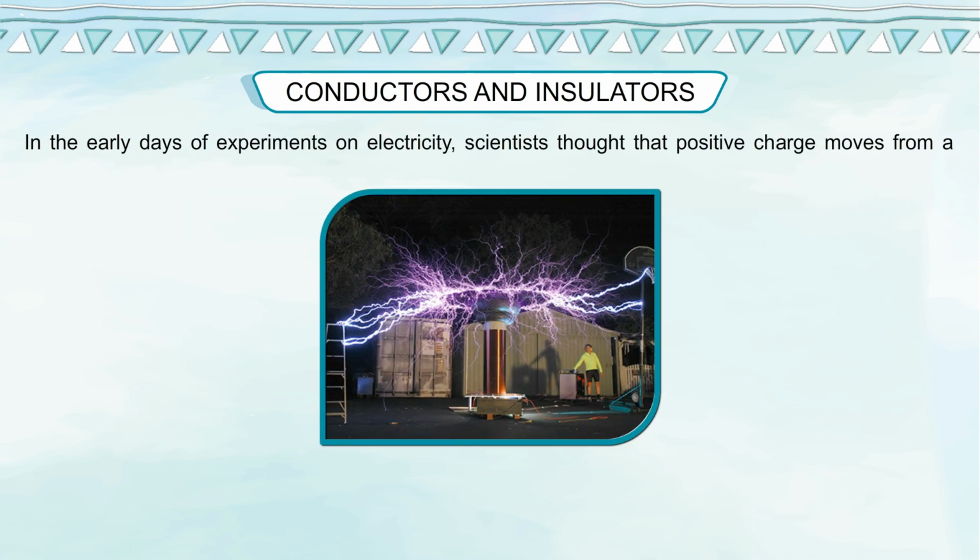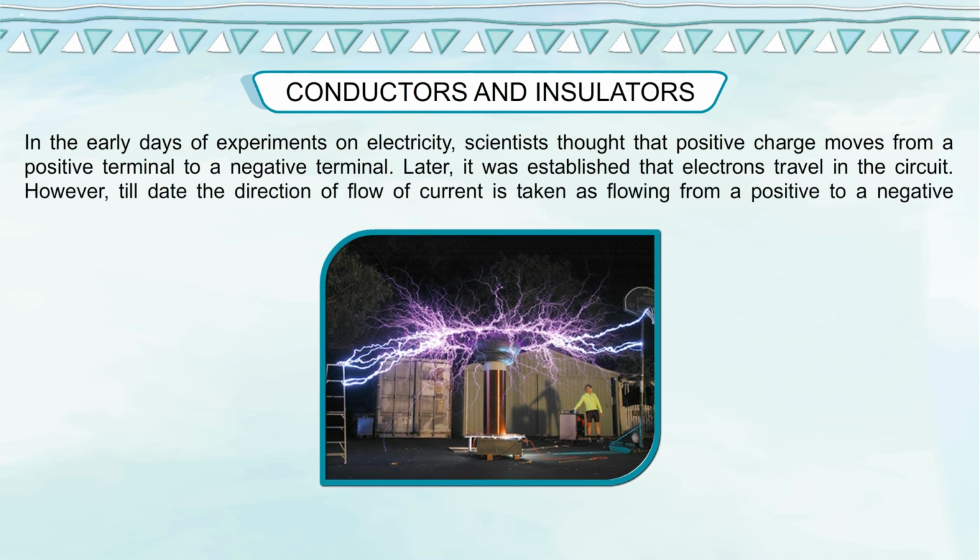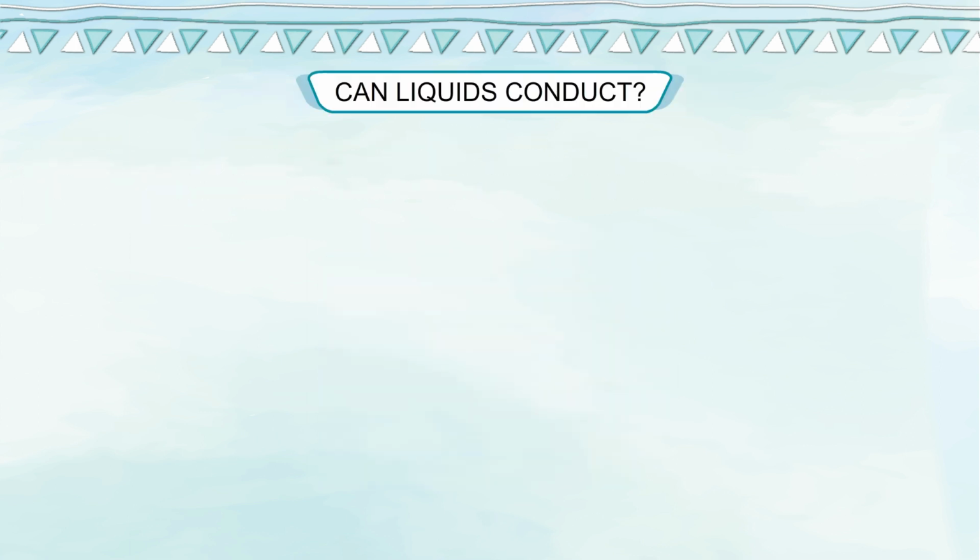In the early days of experiments on electricity, scientists thought that positive charge moves from a positive terminal to a negative terminal. Later, it was established that electrons travel in the circuit. However, till date, the direction of flow of current is taken as flowing from a positive to a negative terminal in a circuit. Can liquids conduct?